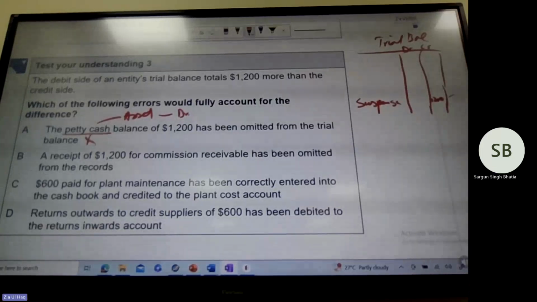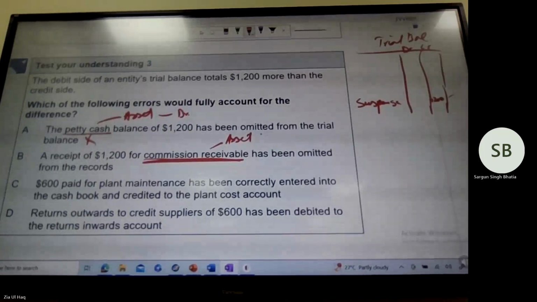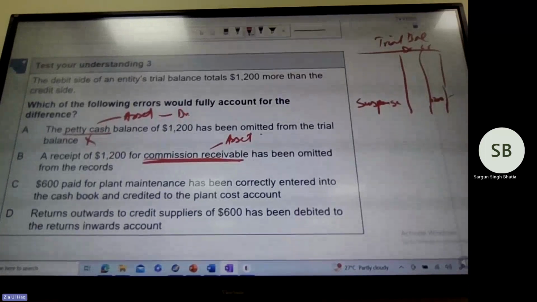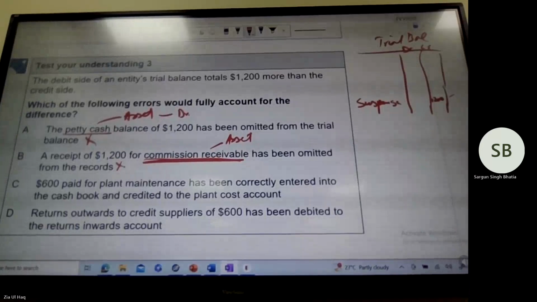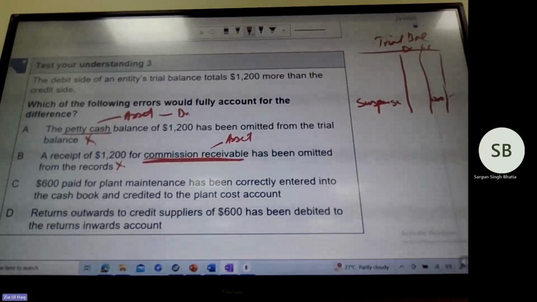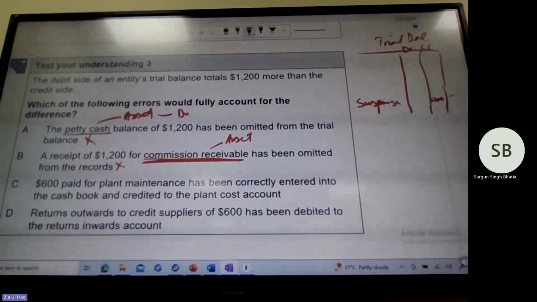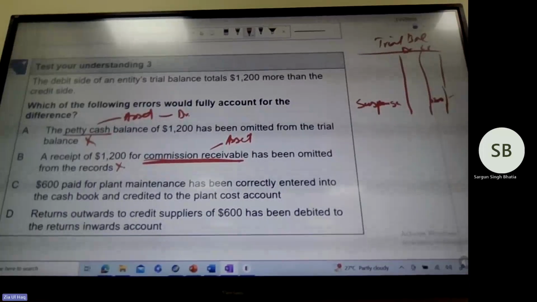Part B, a receipt of 1200 from commission receivable. What is a receivable? Again, an asset, that has been omitted from the record. Obviously, if we record it as a receivable debit, the credit would be the suspense account. This will also increase the suspense account rather than eliminating it. This is also not the correct option. A and B both involve assets. If we record the asset, then suspense will be increased through the rectifying entry.